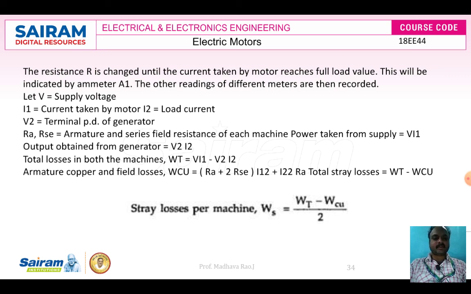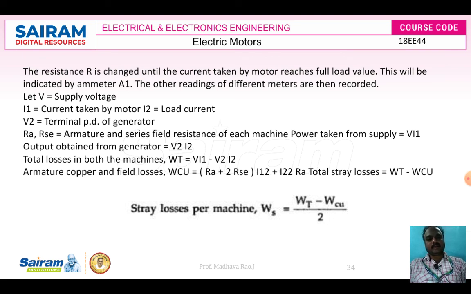Armature copper losses Wcu is equal to (Ra plus 2 Rsc) I1 square plus I2 square Ra. Total stray losses Ws is total losses Wt minus Wcu. So the stray losses of one machine: Ws is equal to (Wt minus Wcu) by 2.